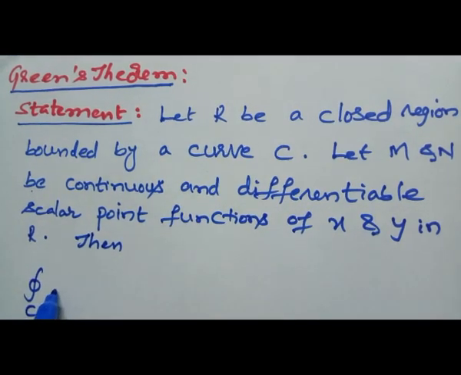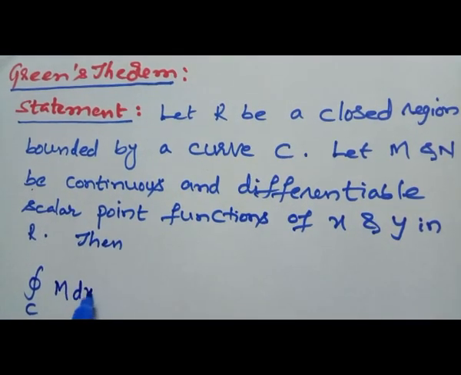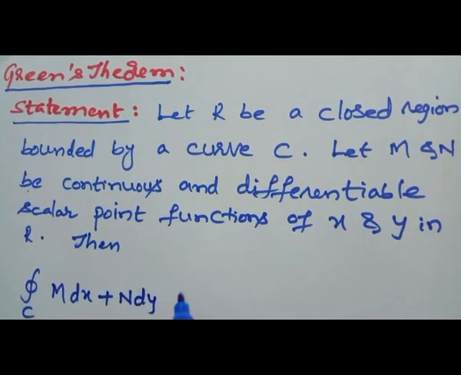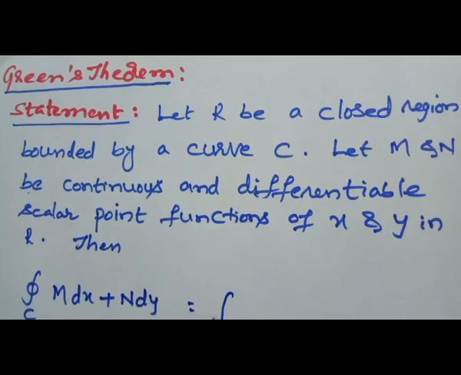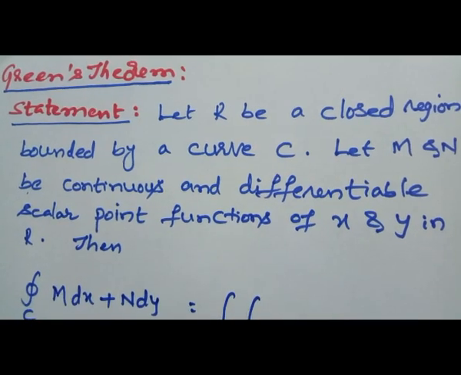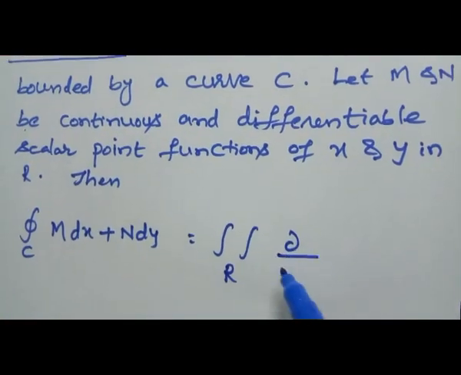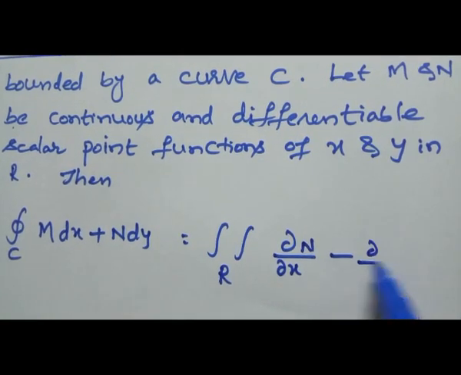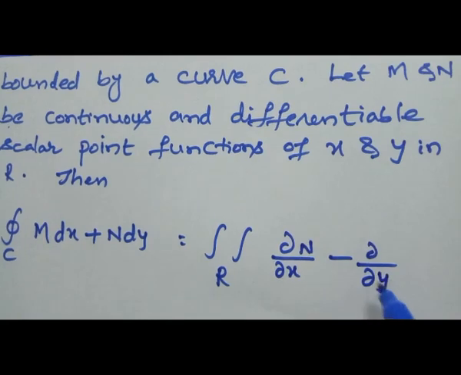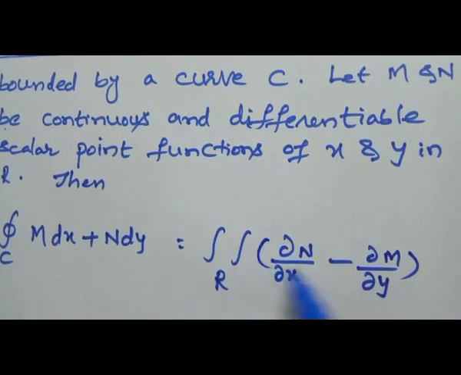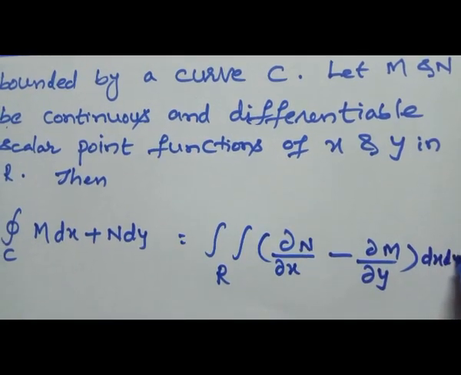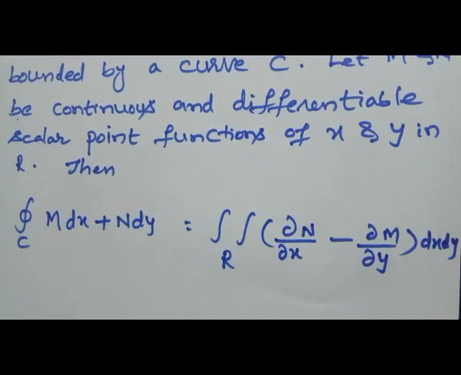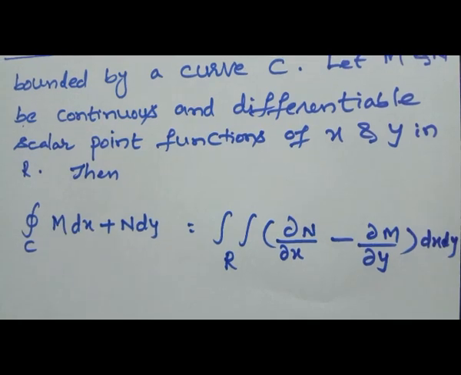integral over C M dx plus N dy equals double integral over R of ∂N/∂x minus ∂M/∂y with respect to x and y. This is the statement of Green's theorem.